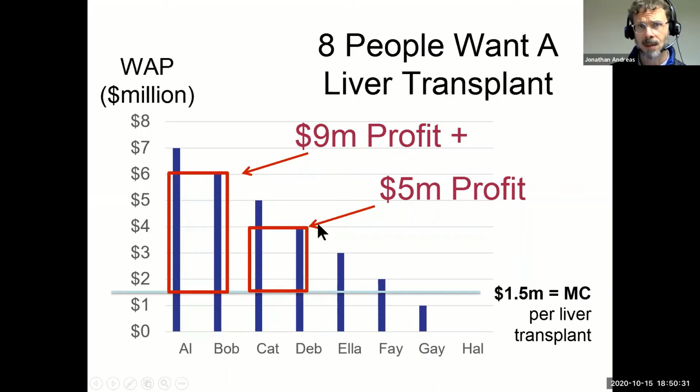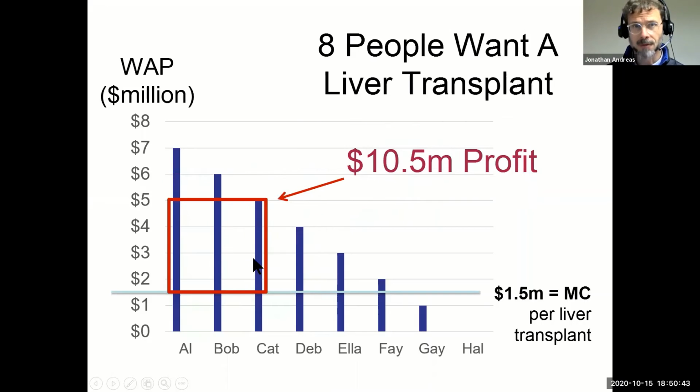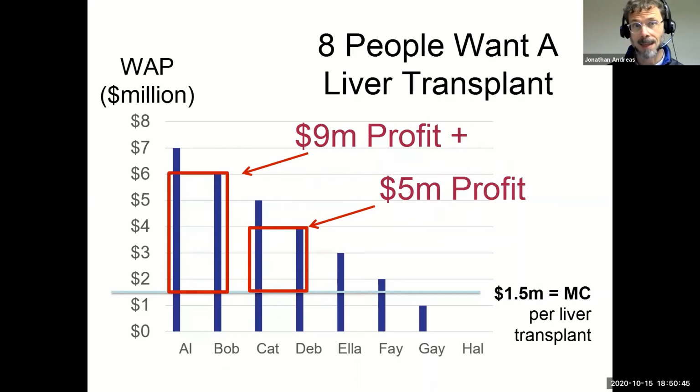Plus, you'll charge 5 million to anybody else that can come, and only 2 people can afford that, Kat and Deb, and you'll make 5 million from them. So $14 million total. This is more profitable than 10.5. And you're serving a third person. You're saving another life. So this is more efficient and it's more profitable.